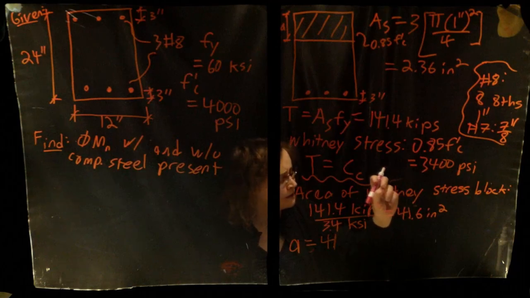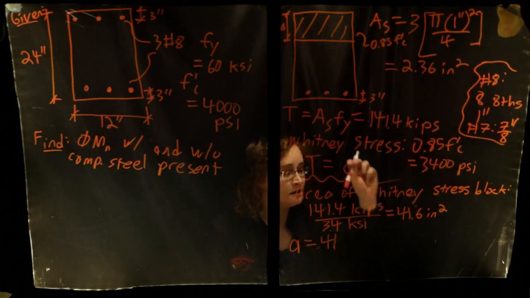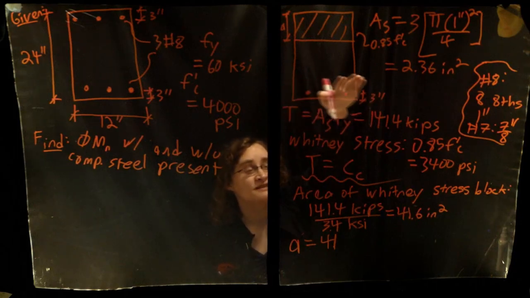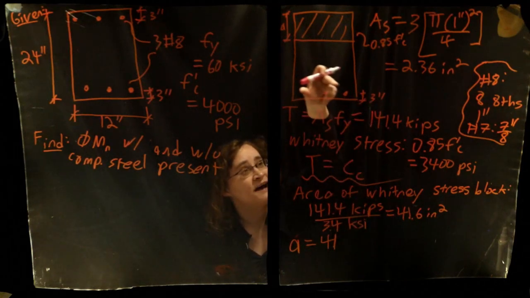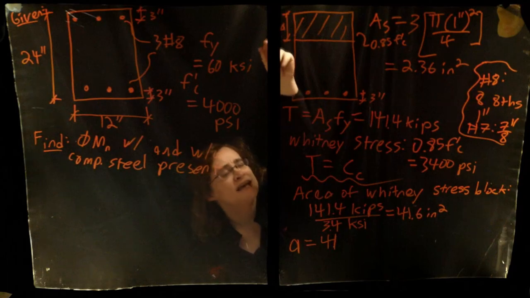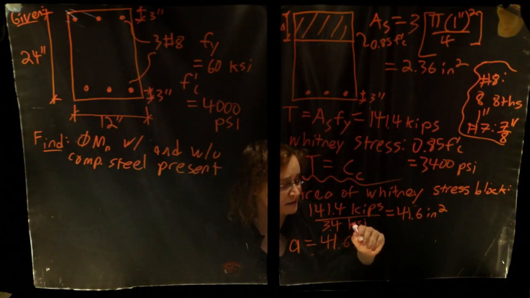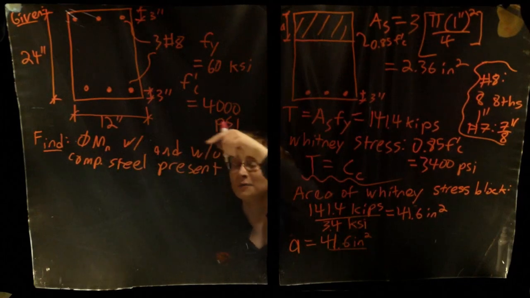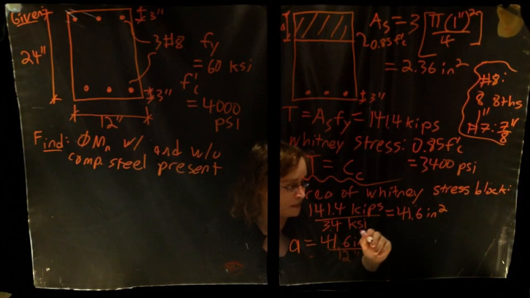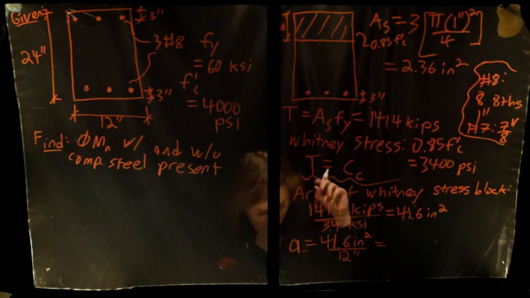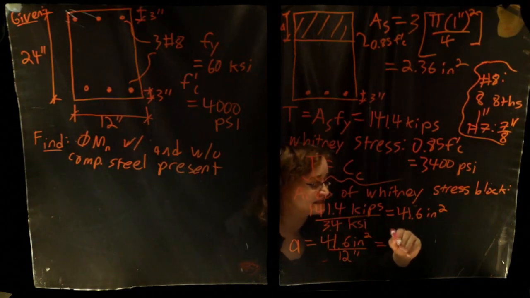Since I know that my Whitney stress block will have an area of 41.6 square inches, and since this is a simple rectangular section, I can simply divide by the beam width to get our depth a here. So 41.6 square inches divided by a beam width of 12 inches produces our Whitney stress block depth of 3.46 inches.